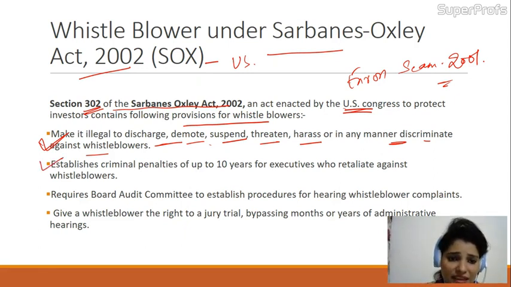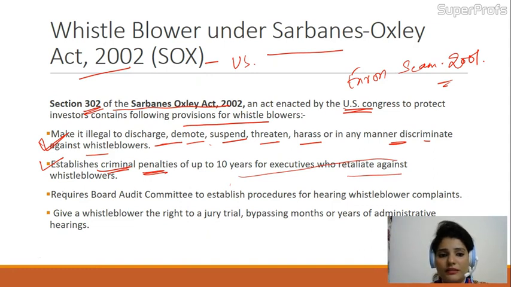Second, they have established criminal penalties. Now, it is a very serious kind of penalty in the year 2002: criminal penalties of up to 10 years for executives who retaliate against whistleblowing. If you are retaliating against whistleblowing, then you are also doing something wrong for the organization, because indirectly what you are trying to project at that moment is that, for a policy that is helpful for the organization and for the stakeholders at large, you are not in favor of that policy. And if I see anything wrong happening in the organization, I will not be the one who raises his voice. So in that situation, the Sarbanes-Oxley Act has specifically provided criminal penalties of up to 10 years for executives who retaliate against whistleblowing.